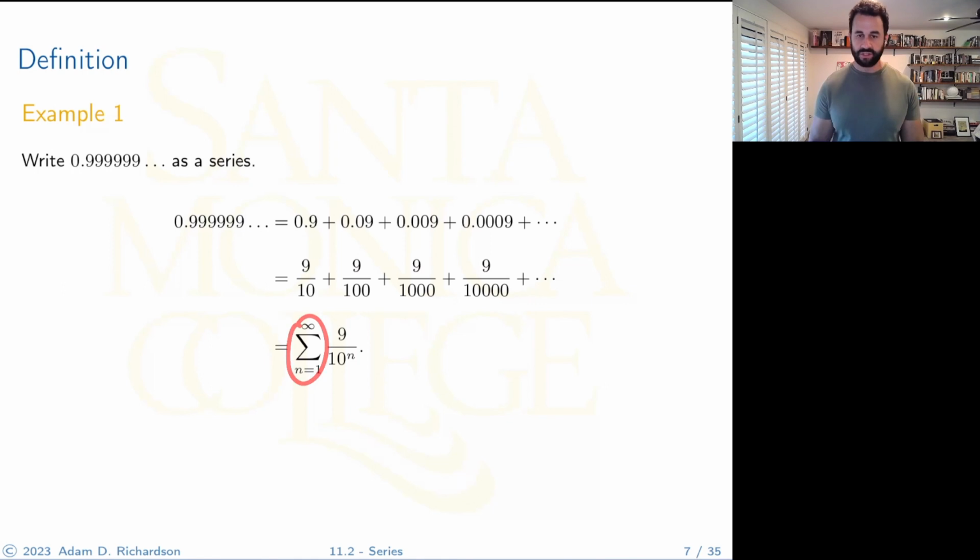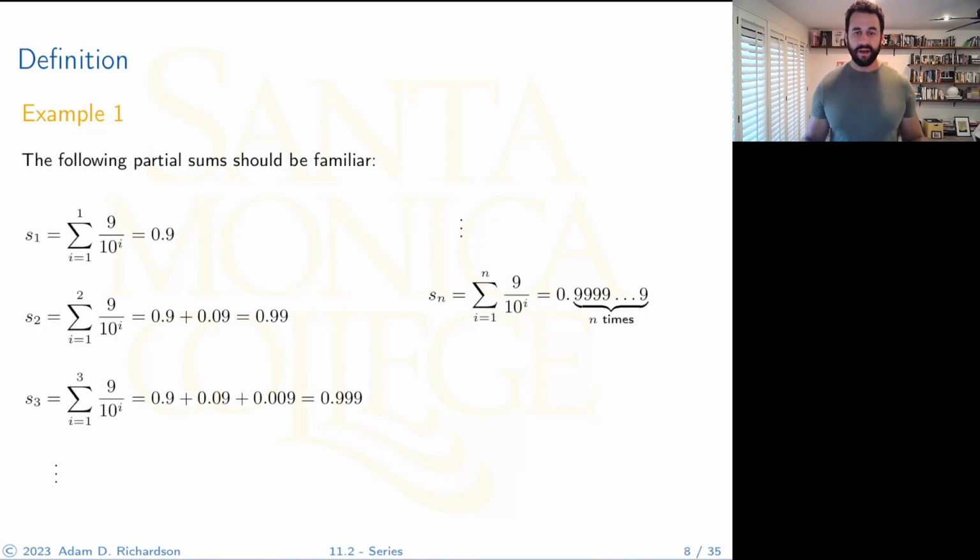And we're going to add all those terms up. Okay. All right. Let's look at the partial sums. So let's just write out a couple of the partial sums. The first partial sum is just 0.9. The second partial sum is 0.9 plus 0.09, which is 0.99. The third partial sum is 0.999. And so you get this sequence of partial sums.